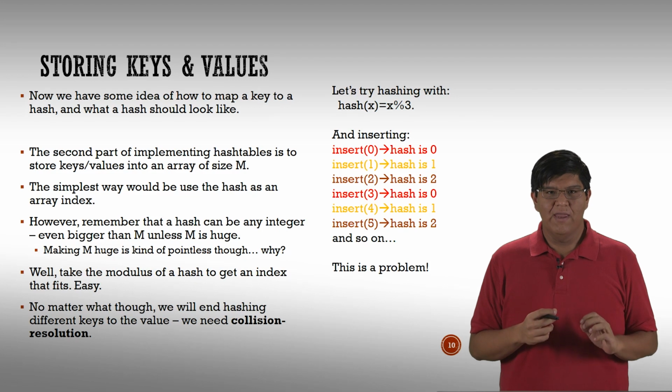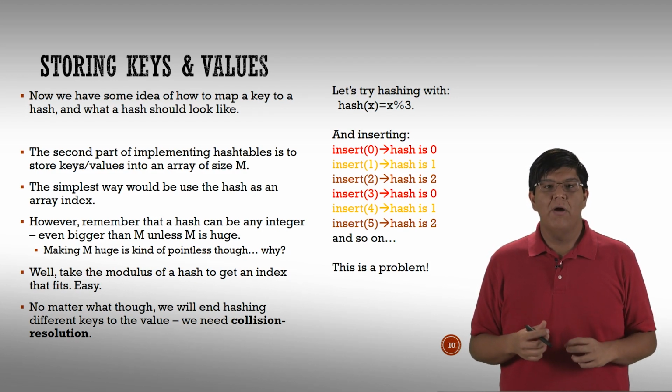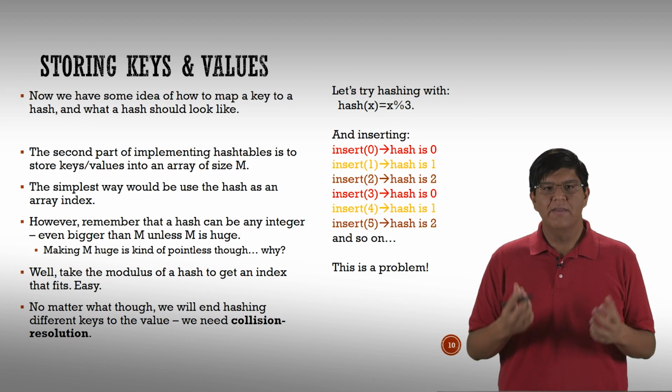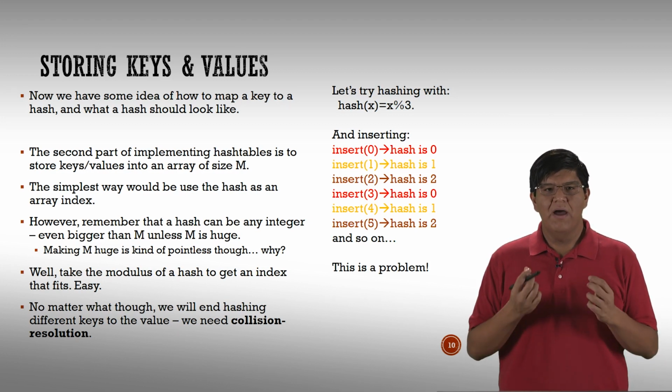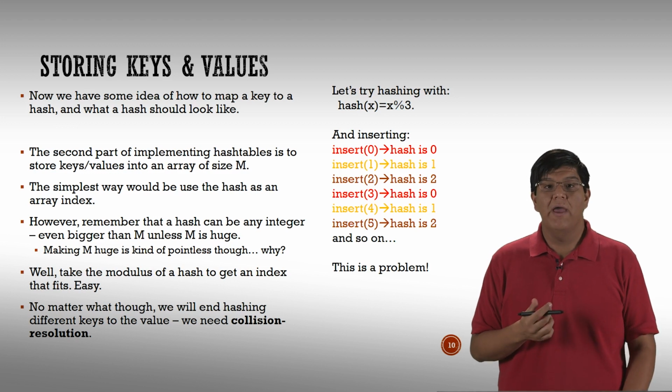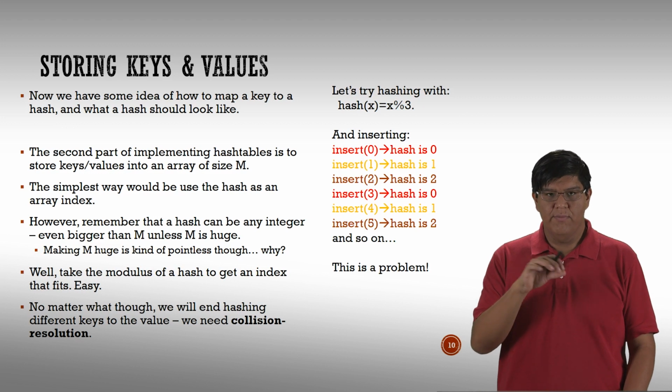All right, so far things are looking pretty good. We have a way to get a key to a number, and hopefully I can use that number as an index into an array. So if I want to store my key value pair, I can maybe do it. Now, things are getting a little bit trickier. The simplest approach I could have is to say, hey, I'll just use that hash directly as an index to store my stuff.